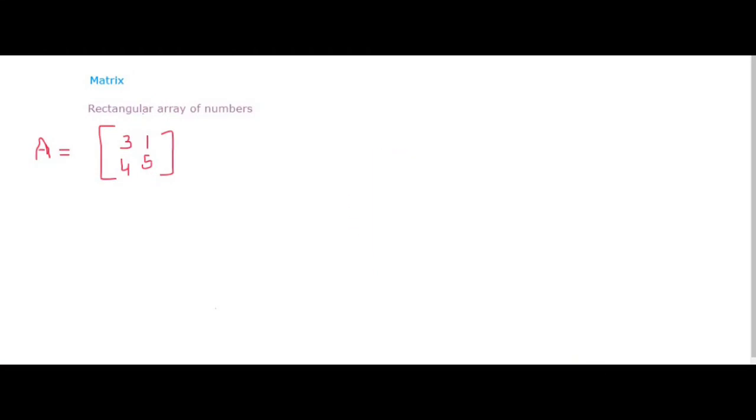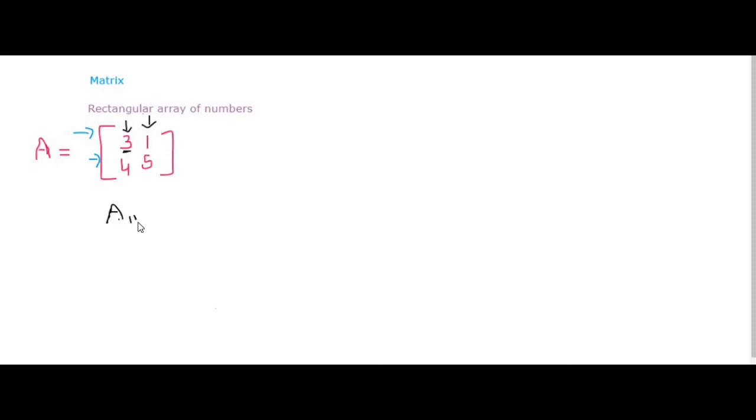So what is a matrix? A matrix is a rectangular array of numbers. By that I mean rows and columns are the building blocks of the matrix. For example, in this matrix A, we have 2 rows and 2 columns. A row is a horizontal array of numbers and a column is a vertical array of numbers. So the first row here consists of the elements 3 and 1 and the second row consists of 4, 5.